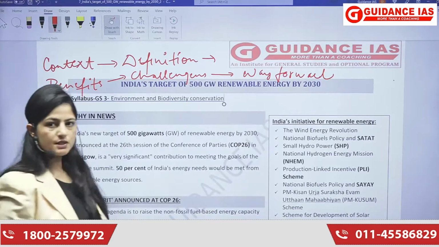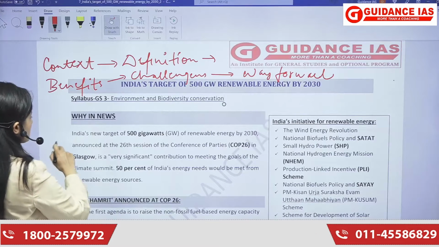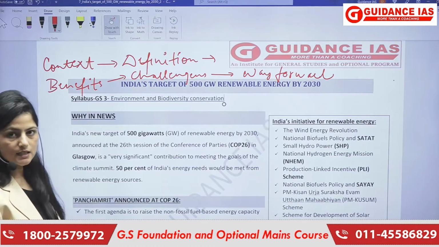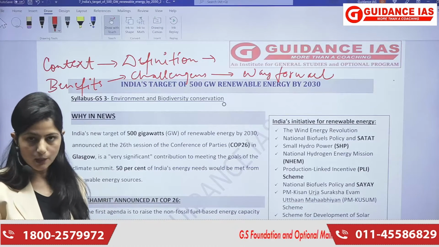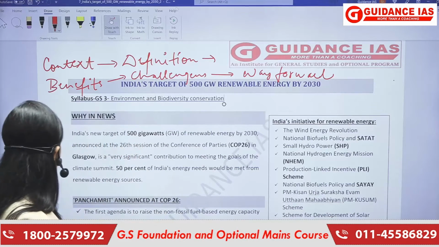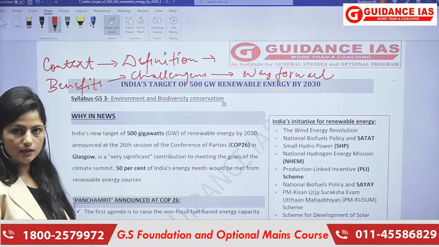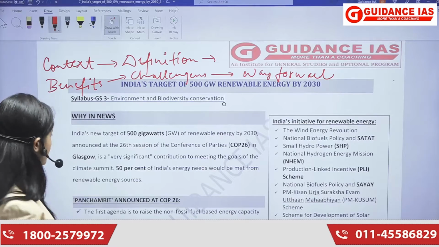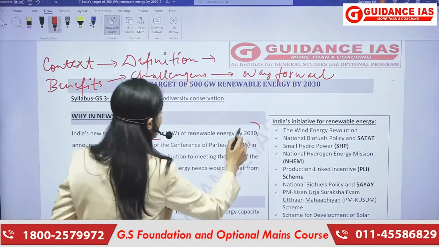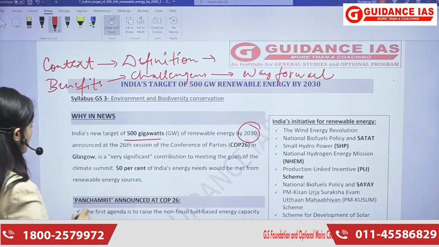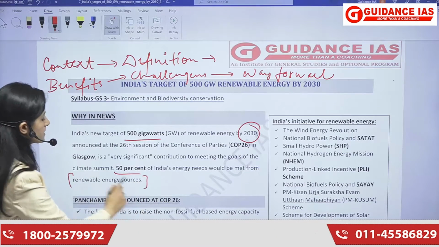Right? So first thing first, let's understand the context. Recently, we all must have seen in the news that COP26 was held, in which we committed to some targets as a country. One of the major targets out of all the targets we committed in that meeting was achieving 500 gigawatts of renewable energy by 2030. Okay? Or, 50% of India's energy needs would be met from renewable energy. So this is what we committed at COP26.